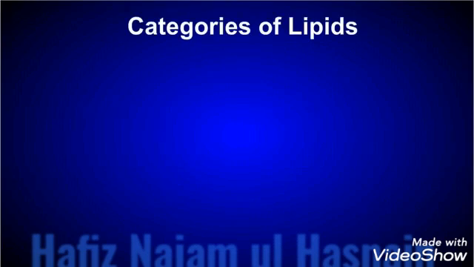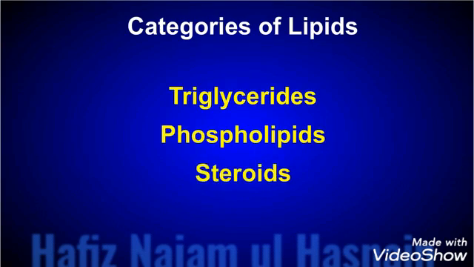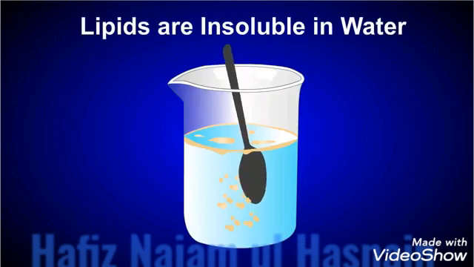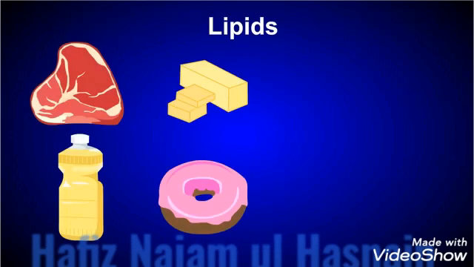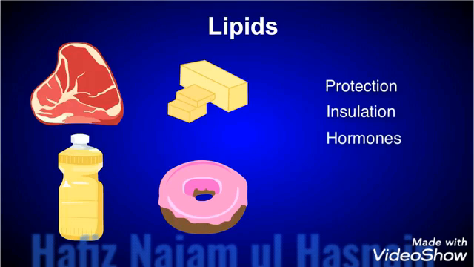Now that we've covered all 4 categories of lipids, let's do a quick recap. The 4 categories of lipids are triglycerides, phospholipids, steroids, and waxes. All lipids are insoluble in water. While the primary function of lipids is long-term energy storage, lipids are also used for a multitude of other purposes, such as protection and insulation, and as a key component of hormones and cell membranes.